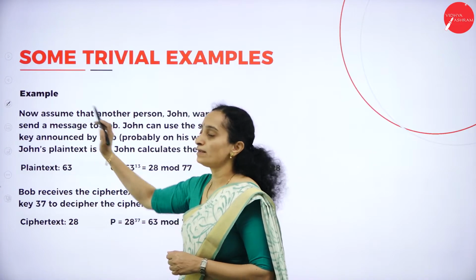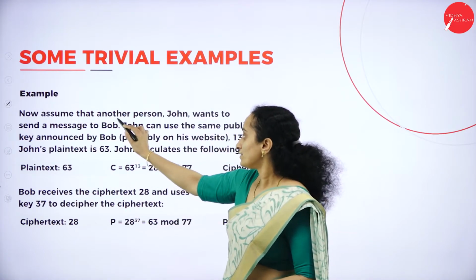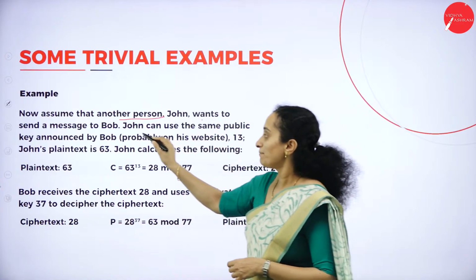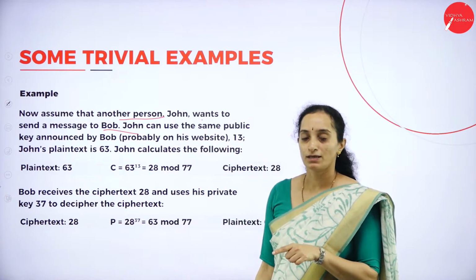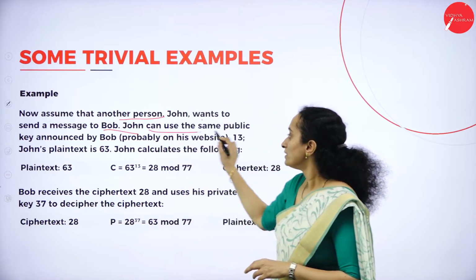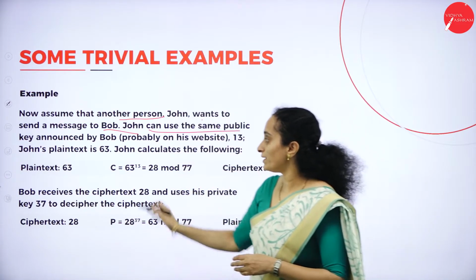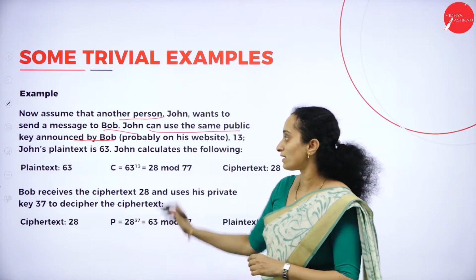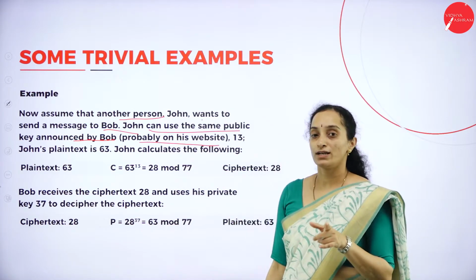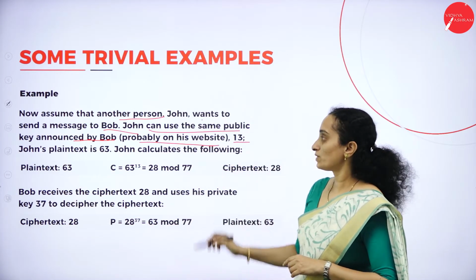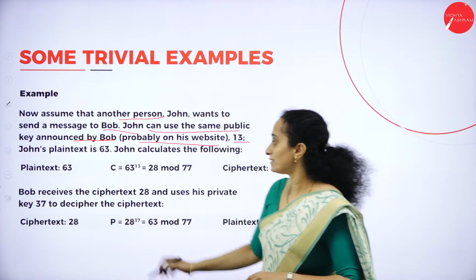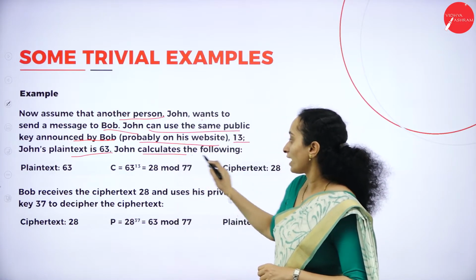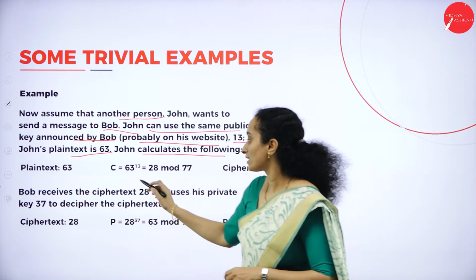So another example: assume that we have another person, John, who wants to send a message to Bob. John can use the same public key announced by Bob, which is 161, isn't it? So he uses the same value, 13. John's plain text is 63.